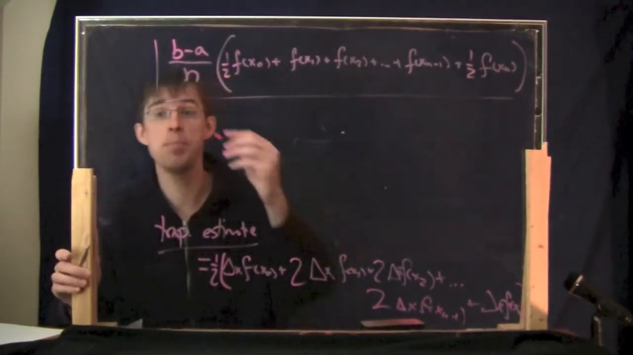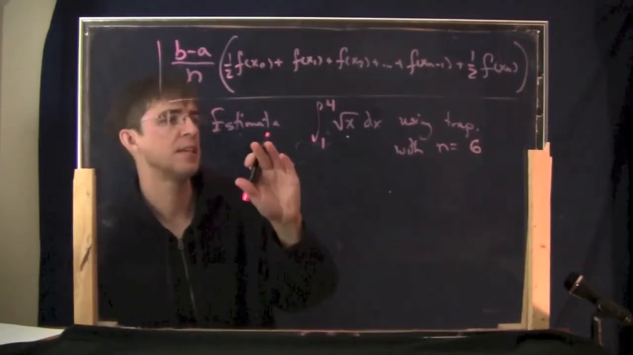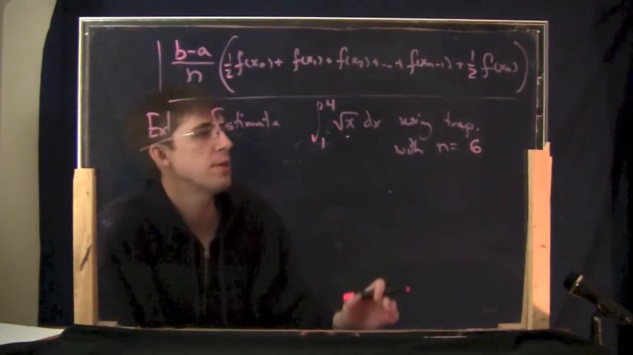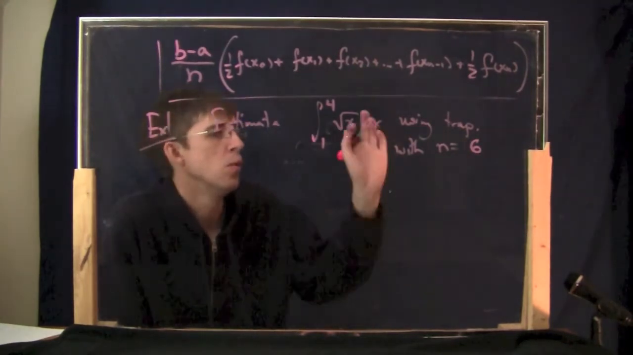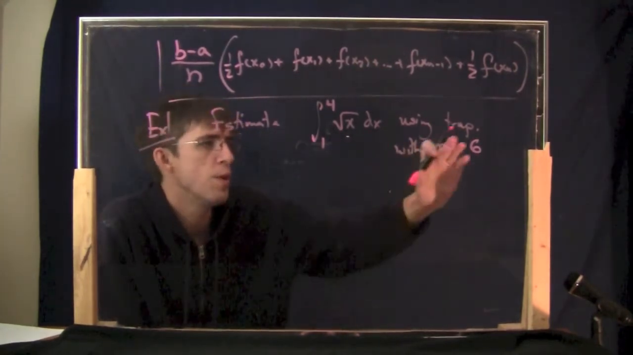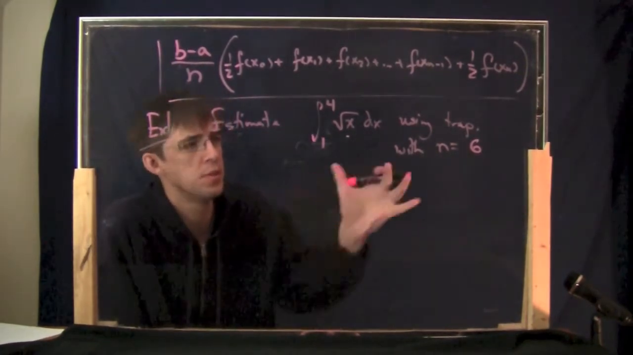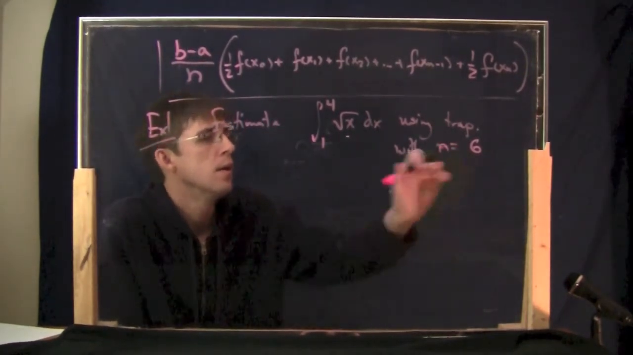Let's do an example of this. Here's my example. Let's estimate the area under the curve from 1 to 4 of the square root x dx using the trapezoid rule, with n equals 6, okay? When you do the trapezoid rule, you don't say the left points or the right points or whatever, because it's not like that, see? N equals 6.